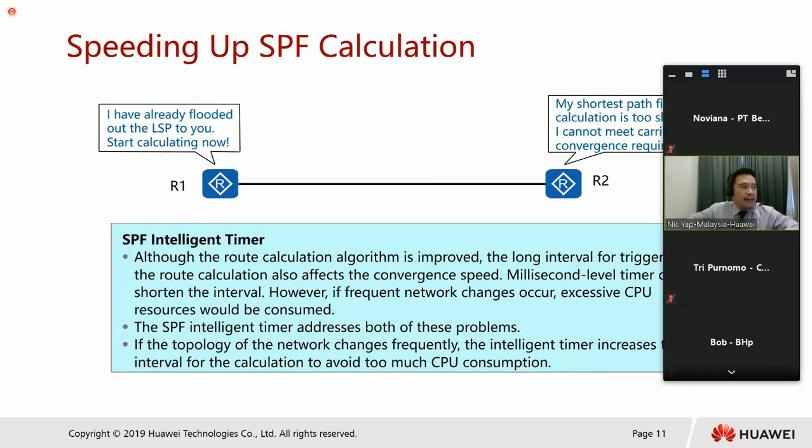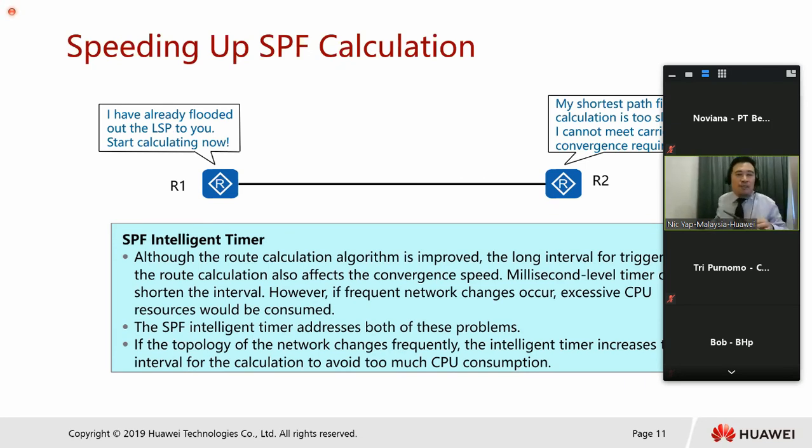All right, so the next one is speeding up the SPF calculation. How are we going to speed up the SPF calculation? This SPF calculation can be sped up by using the intelligent timer as well. Normally, when I calculate the SPF information, I have to wait for everything before I forward. So I have already flooded the LSP out to you, and you can start to calculate now. So that is how it is defined.